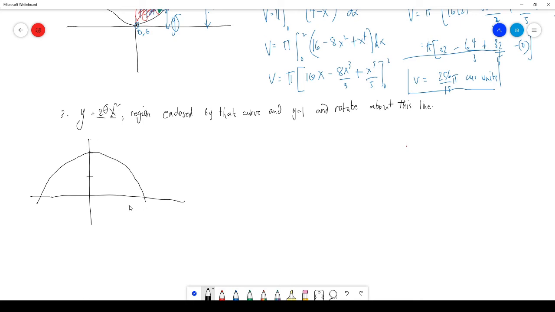Alright. Enclosed by that curve and y is equal to 1. So therefore, that point and this. So this is the plane area. The question is to find the volume. We're going to find the volume of the region bounded. Now, if we are going to rotate, it will look like this.